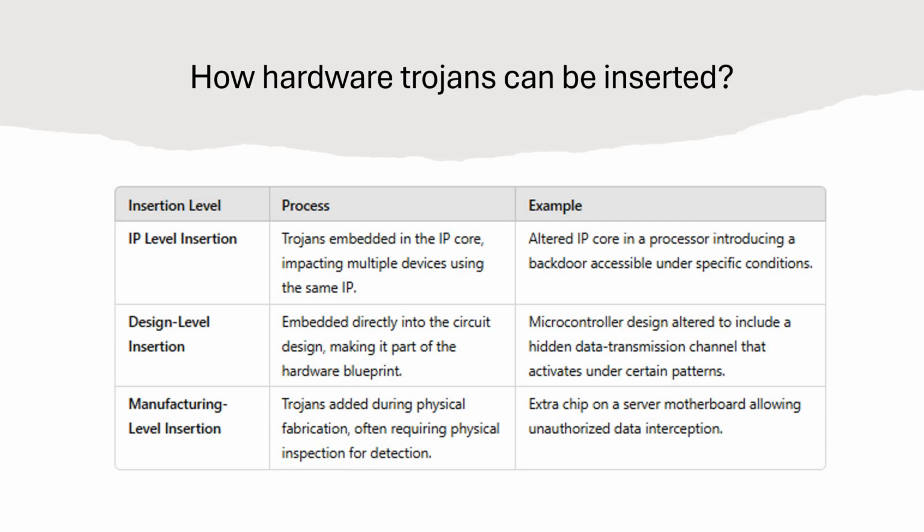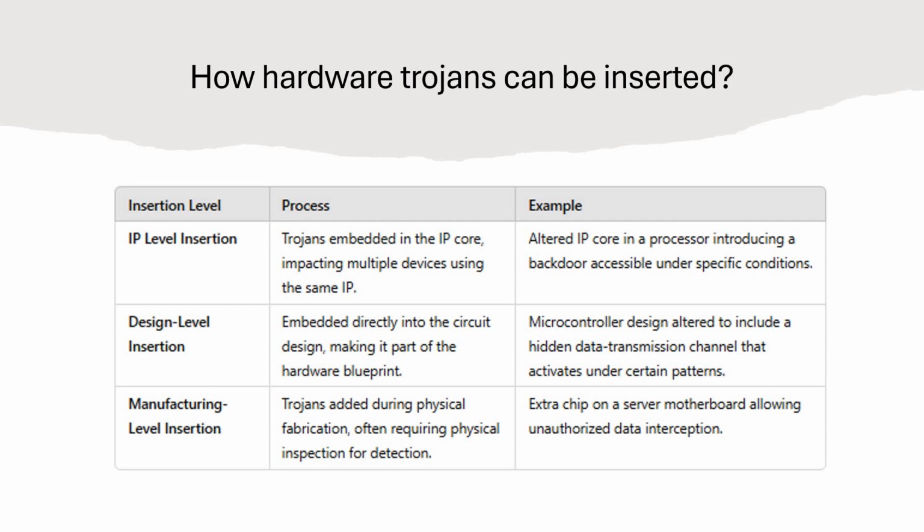They can also be inserted at IP level, design level, or manufacturing level. IP level is far more dangerous. The trojans are embedded in the IP core, the intellectual property core. So whichever devices use the same IP will all get this trojan as part of it. It's part and parcel. It's going to be a gift that comes all the way. You have altered the IP core, and that's going to impact all the microprocessors and all the devices that carry the same IP. So that's going to be super trouble.